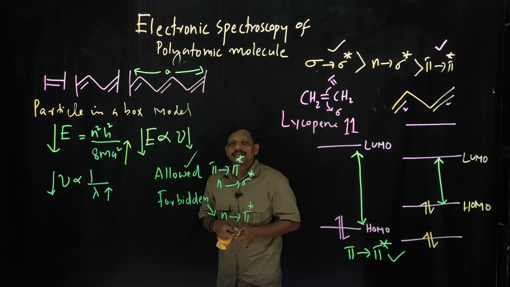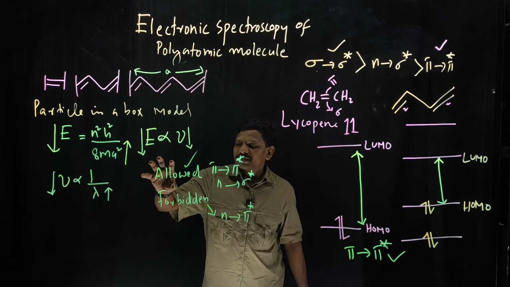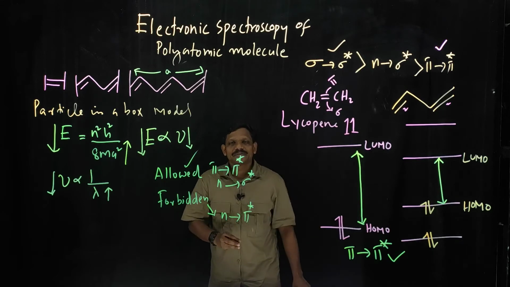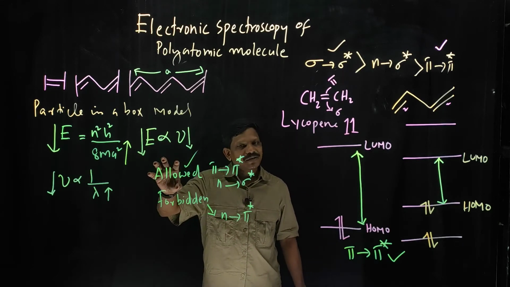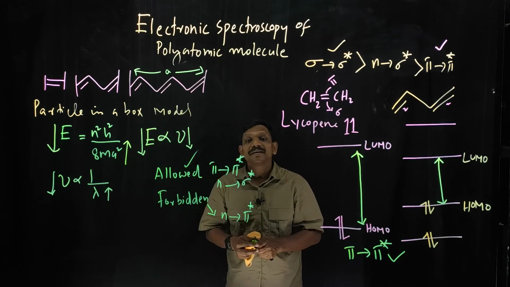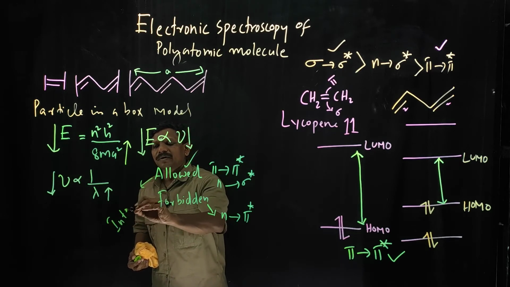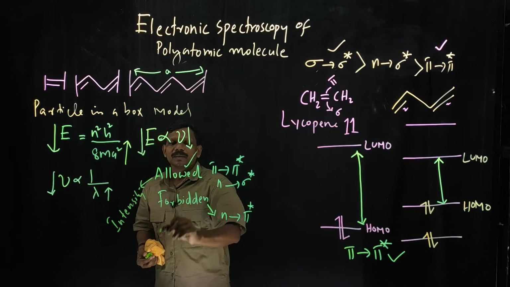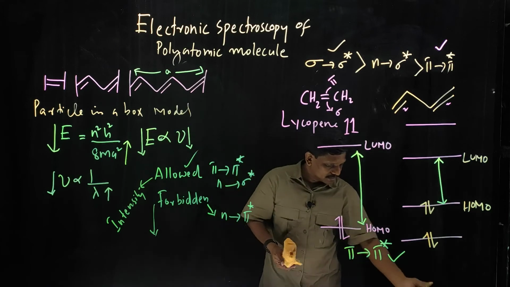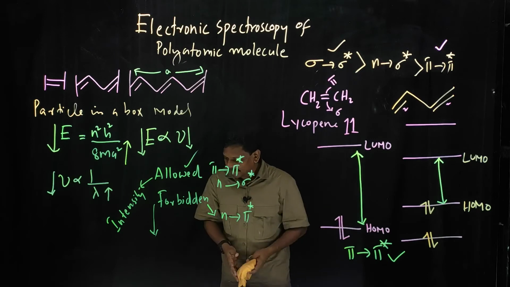What is the meaning of this allowed and forbidden? In spectroscopy, allowed transition and also forbidden transition will take place. Forbidden does not mean it will not take place. There is no meaning like that. Allowed transition and forbidden transition will both take place, but allowed transition is highly intense. Allowed transition intensity will be very high. But in the case of forbidden transition, intensity will be very low. So our pi to pi star transition is an allowed transition, so it has high intensity.